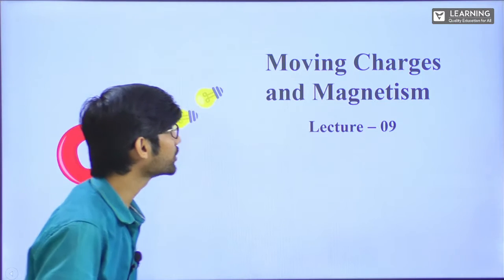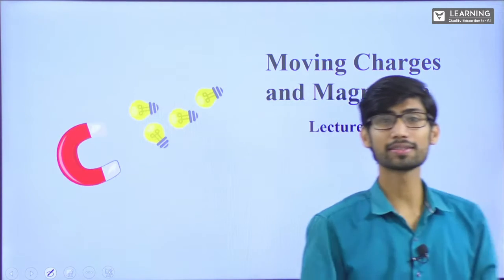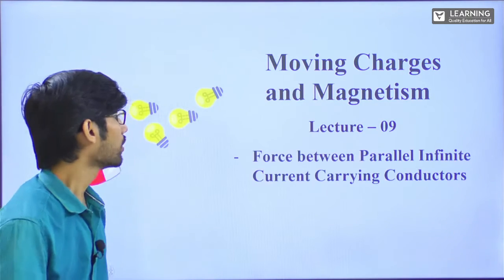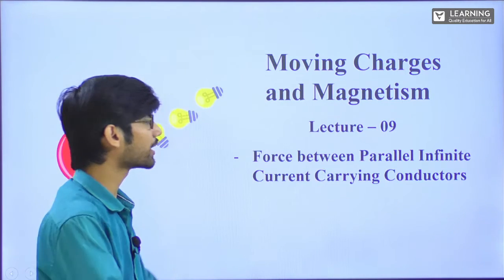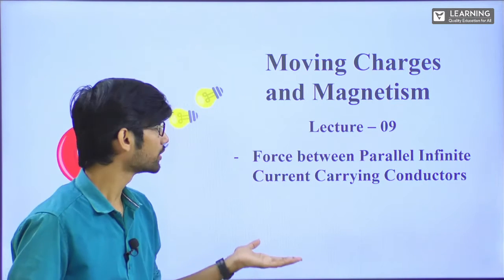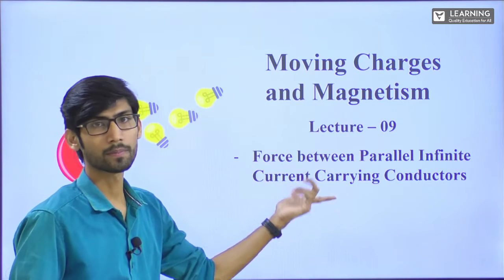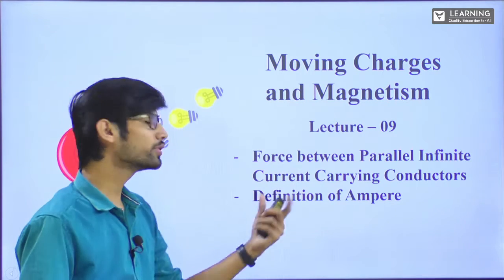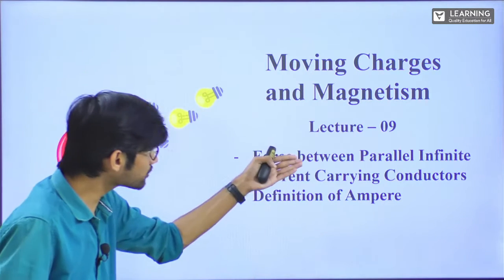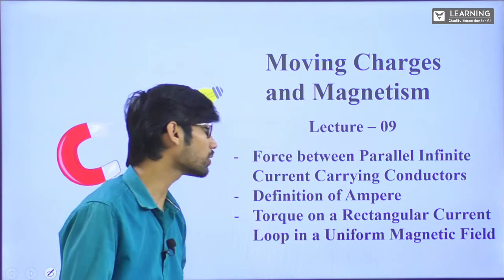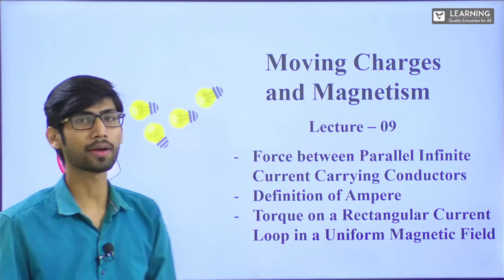We were doing moving charges and magnetism, and this is lecture number 9. In this lecture, we are going to talk about force between parallel infinite current carrying conductors. When two current carrying conductors are kept, and current is flowing in them, what is the force experienced by each of the conductors? And then we will see the definition of Ampere. From this only we will derive the definition of Ampere. Then we will see torque on a rectangular current loop in a uniform magnetic field.